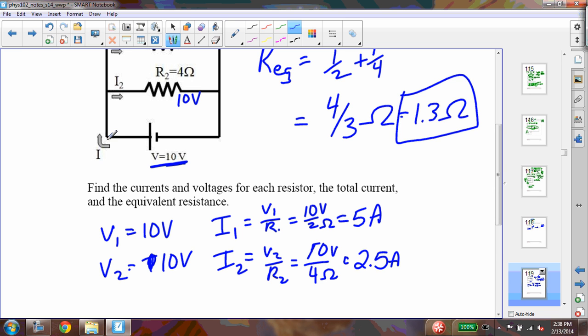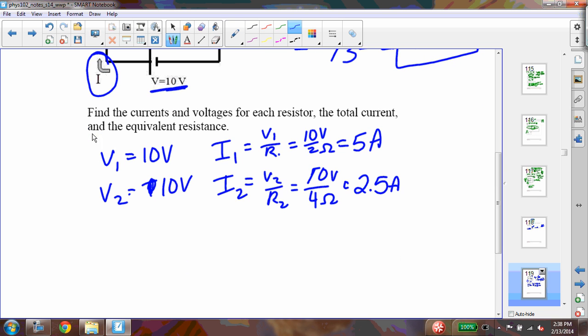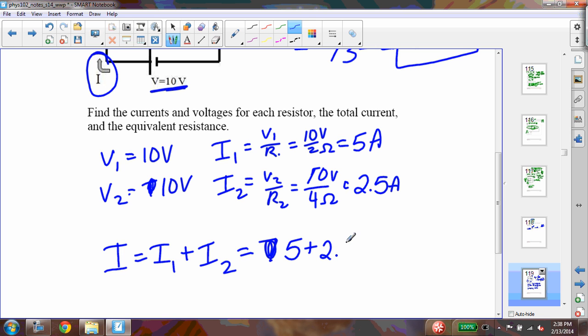Now, if I want to find the total current, I can do it a couple of different ways. First, I can apply the junction rule that says that I has to equal I1 plus I2. And so that's going to be 5 plus 2.5 amps, which equals 7.5 amps. Okay, so that's my total current.